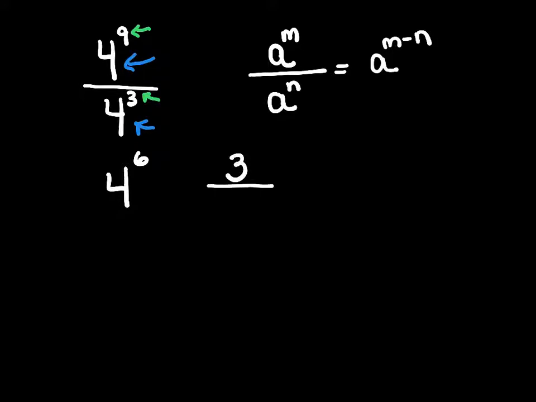Let's do 3 to the 3rd divided by 3 to the 6th. Again, my bases, my 3s, this time they are being divided rather than multiplied. My exponents are 3 and 6. So we have a to the m minus n. 3 minus 6 is negative 3. So the answer to this is 3 to the negative 3rd. Okay, let's try one more.